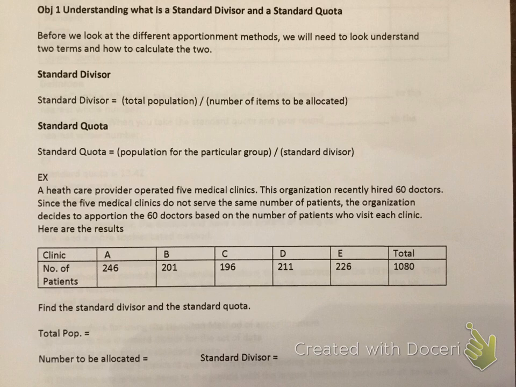By the way, you have to find the standard divisor first before you can find the standard quota. So the total population is 1,080. The number of doctors to be allocated in this particular situation was 60. So to find the standard divisor, I take the population and divide it by the number to be allocated. So 1,080 divided by 60 equals 18. And that is my standard divisor.